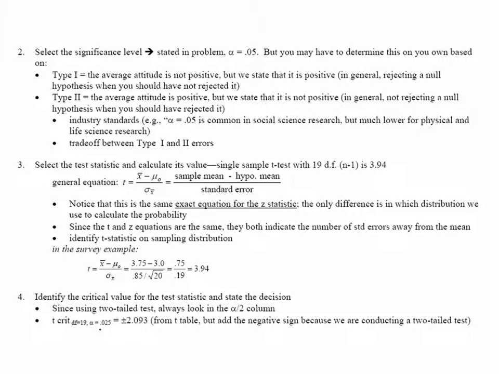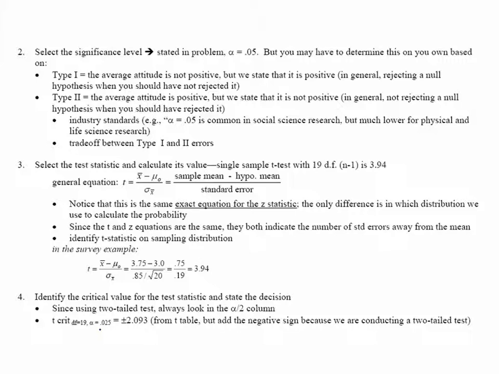Step 2, we decide what our decision criteria is, or we select the significance level. This is usually stated in the problem, and it's typically going to be an alpha of 0.05, so that corresponds with a 95% confidence interval. And unless otherwise stated, you can always assume that the alpha is 0.05.